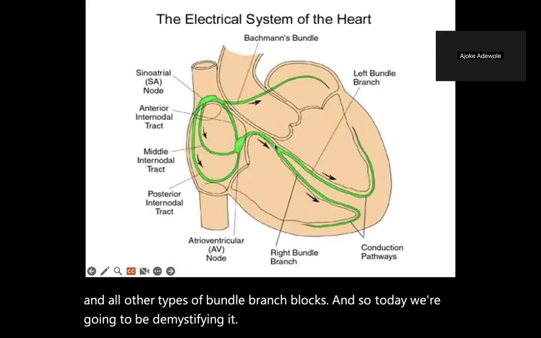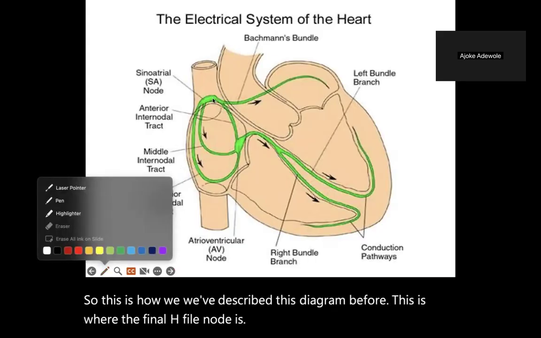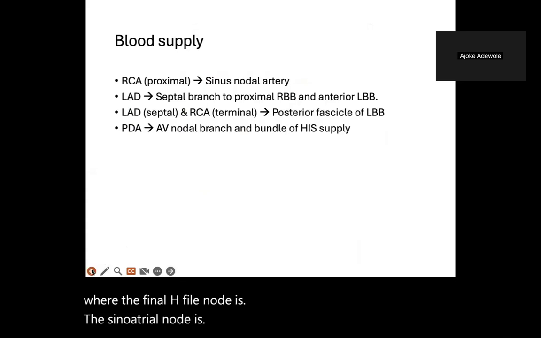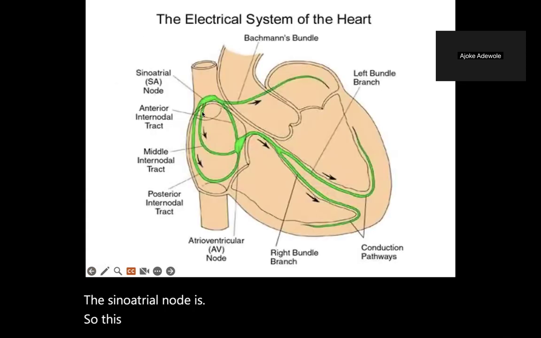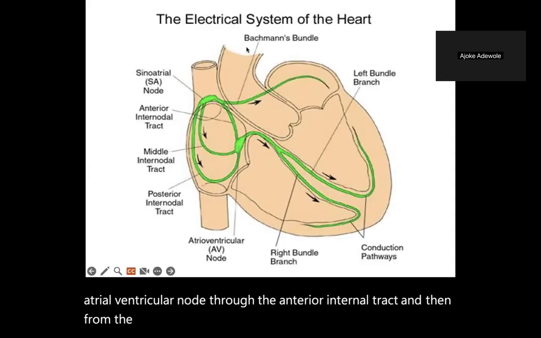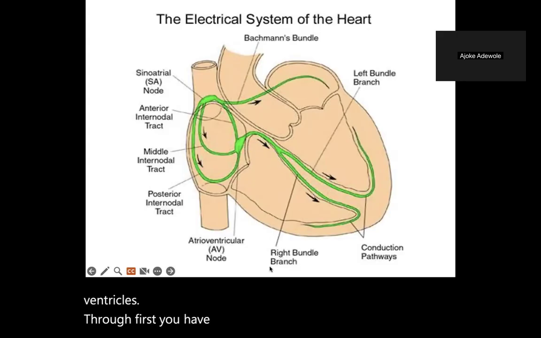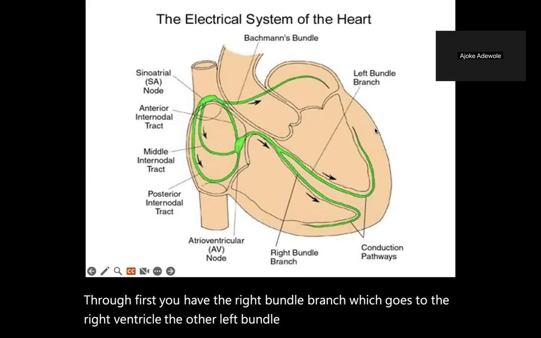So this is how we've described this diagram before. This is where the sinoatrial node is, in the right atrium. Then it goes to the atrioventricular node through the anterior internodal tract. And then from the atrioventricular node, impulses are passed to the ventricles through, first, the right bundle branch, which goes to the right ventricle. Then you have the left bundle branch, which goes to the left ventricle.